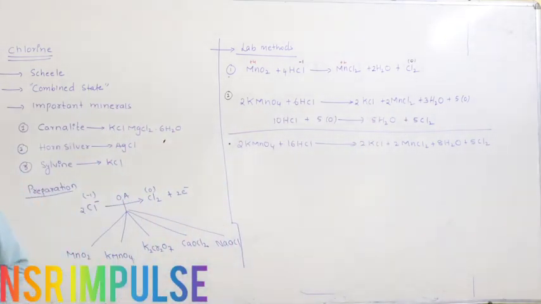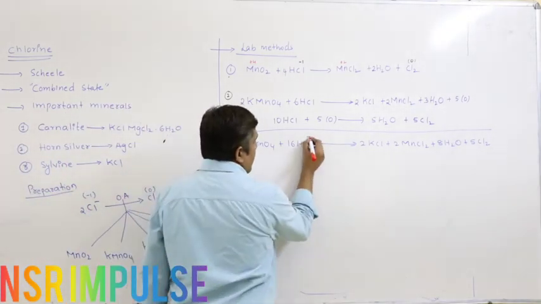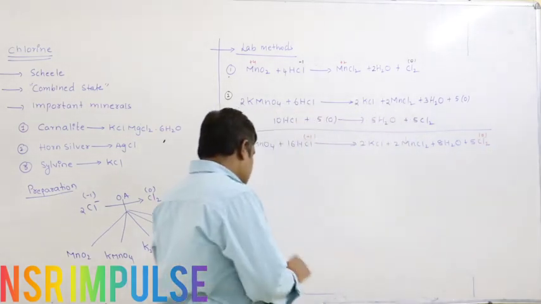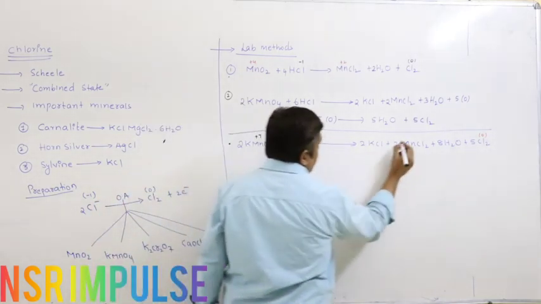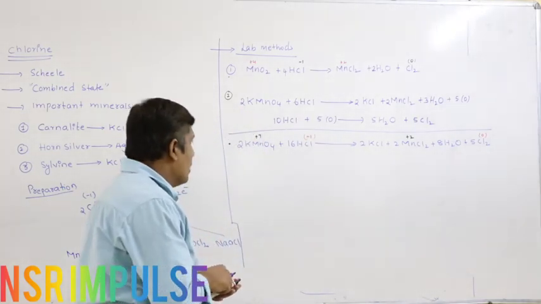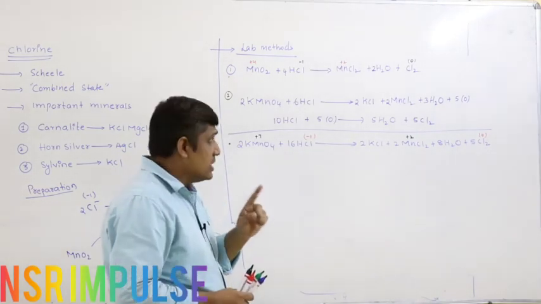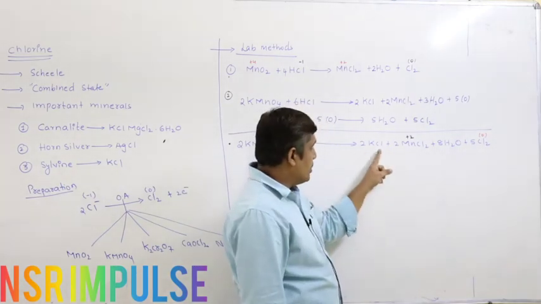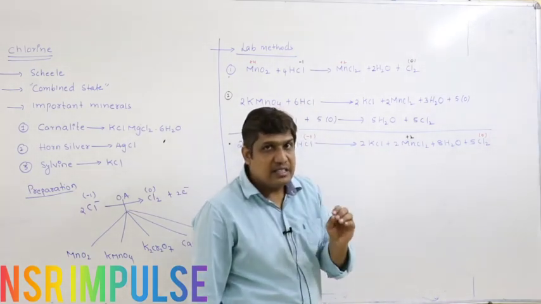Now let us come back to the equation. First I will assign the oxidation states. Chlorine, see here, -1, here it is 0. Next, manganese, here it is +7, here it is +2. Now there are 16 chloride ions. How many chloride ions are remained as such? 2 here, here you will get 4, 2 plus 4, 6 chloride ions remain as such.